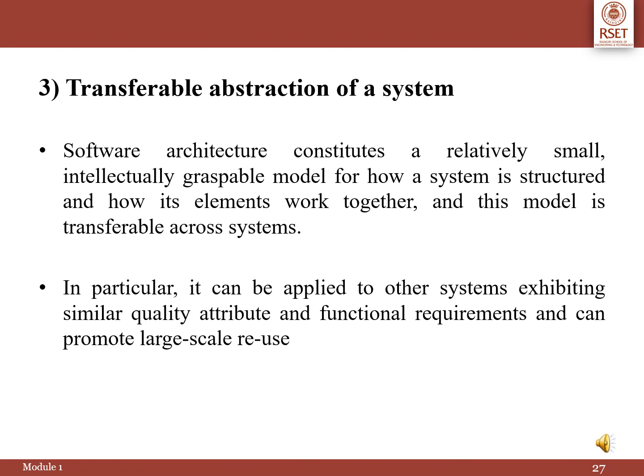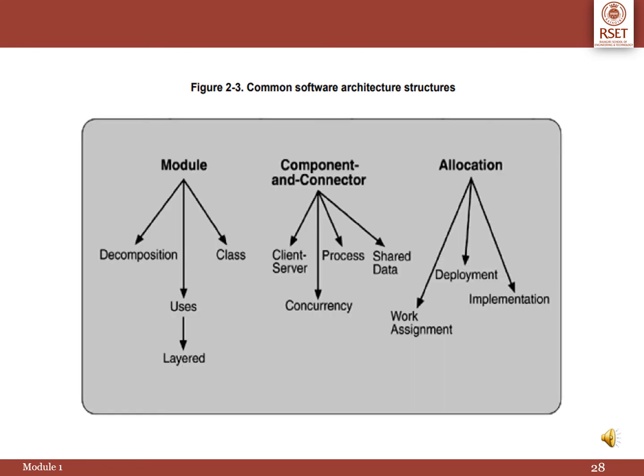Third one is transferable abstraction of a system. Software architecture constitutes a relatively small, intellectually graspable model for how a system is structured and how its elements work together. And this model is transferable across systems. In particular, it can be applied to other systems exhibiting similar quality attributes and can be reused on a large scale. The most common software architecture structures are module, component and connector, and allocation.